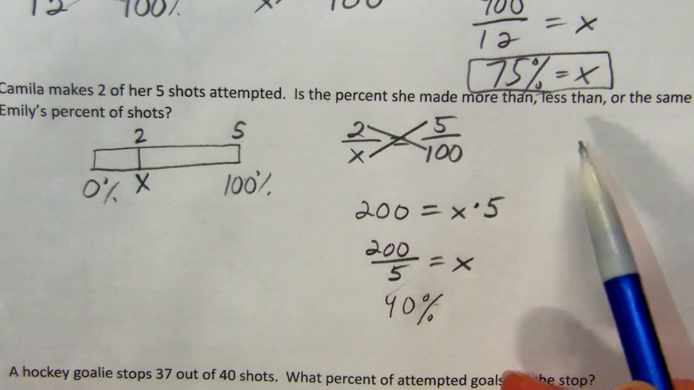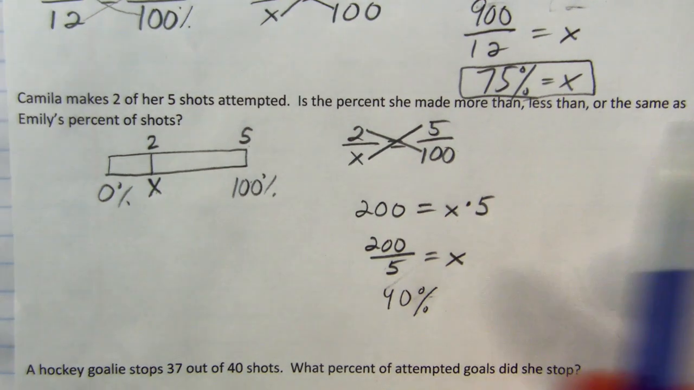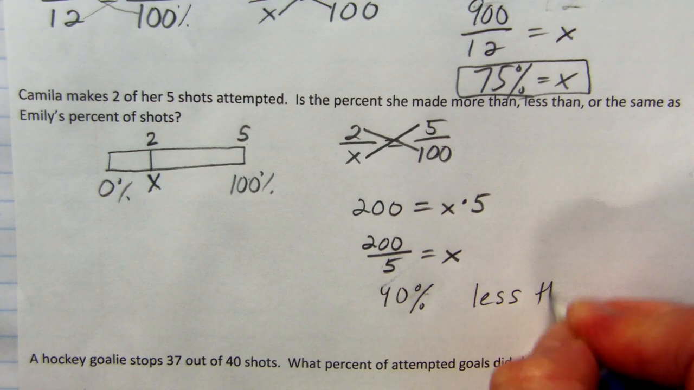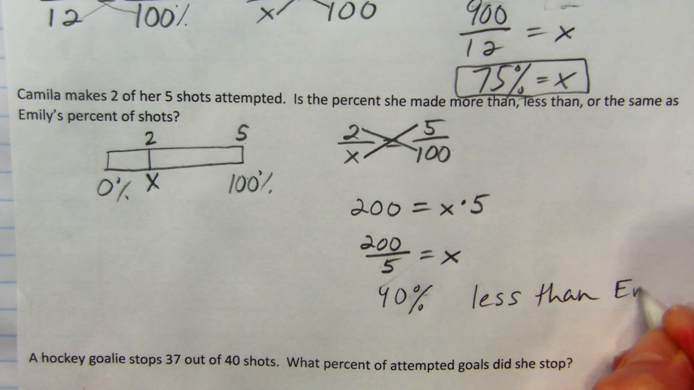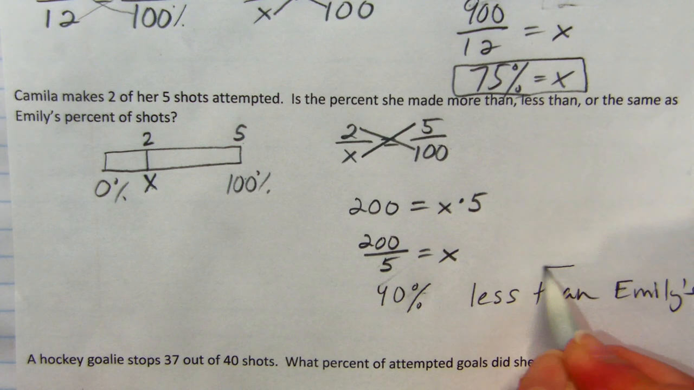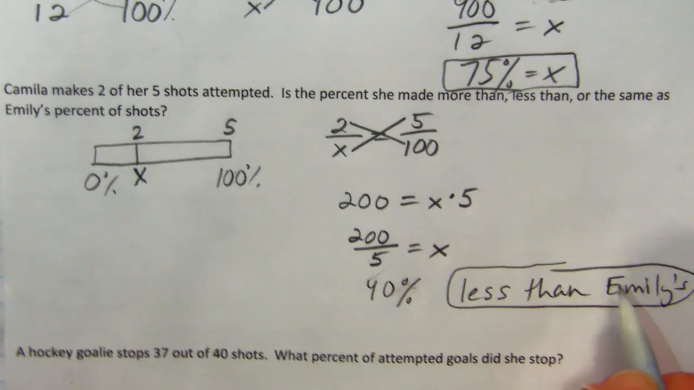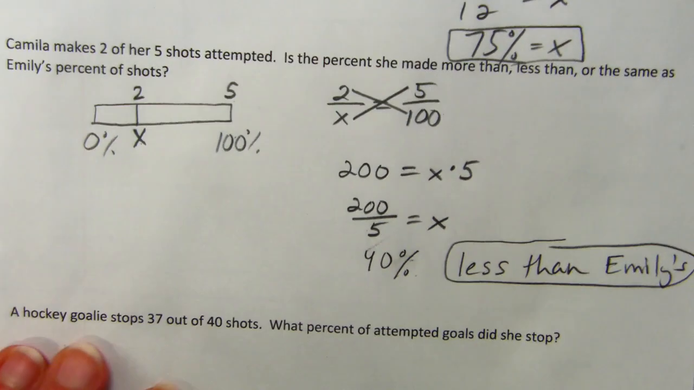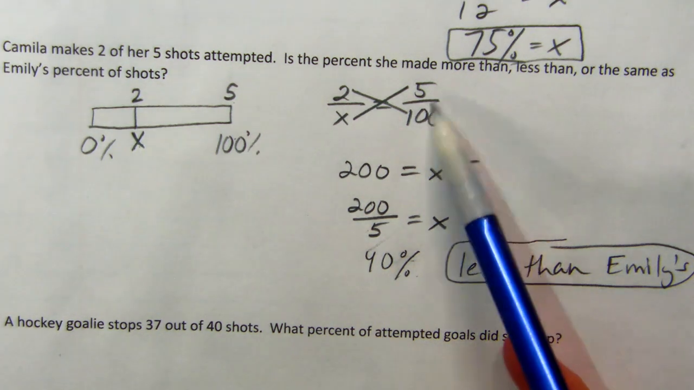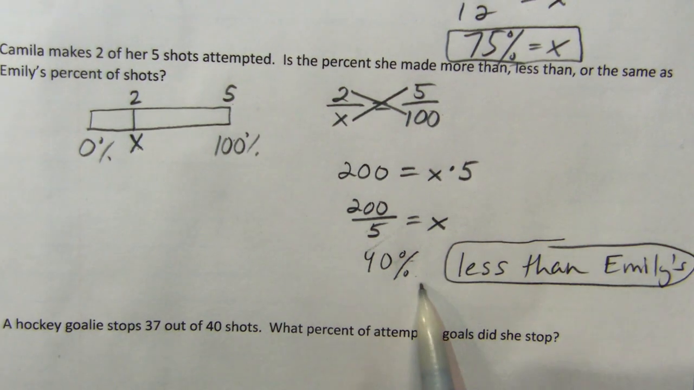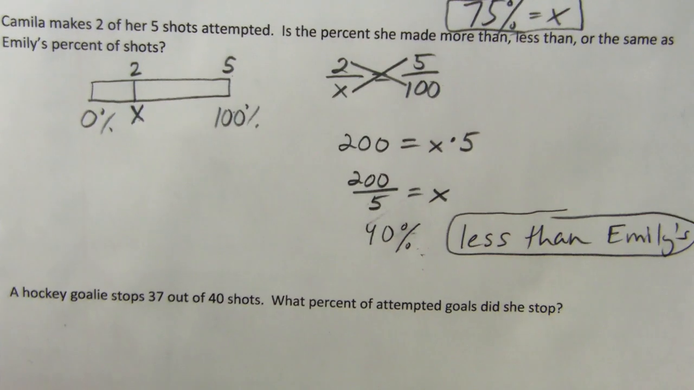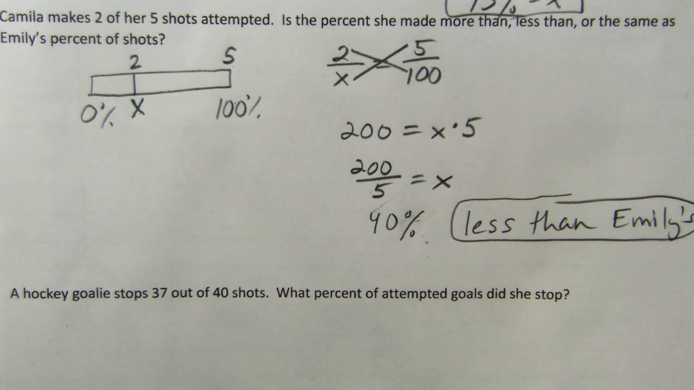Now I need to go back to the question. It says, is it more than, less than, or the same as Emily's percent of shots? So it is definitely less than Emily's. So that's really what they're looking for. But I will be looking for this work because this is your justification. If you had to explain why, you could say, well, I set up this proportion, I came up with 40%, 40% is less than 75, therefore she made less. So you could make it really wordy, but for the sake of notes, we're just going to make sure that we're answering the questions.